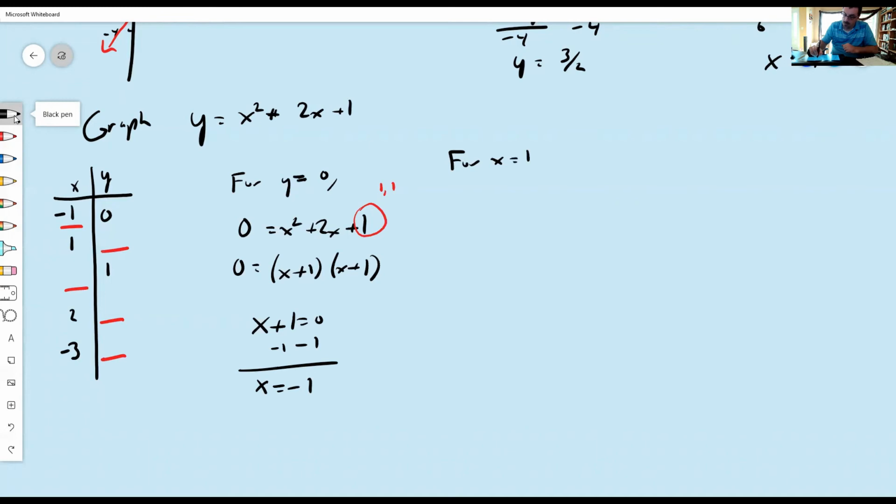For x equals 1, using the equation, y equals, again, if I wasn't clear, I'm taking these values here and plugging into the corresponding spots in the equation. So I have 1 squared plus 2 times 1 plus 1, or 1 plus 2 plus 1, y is 4.